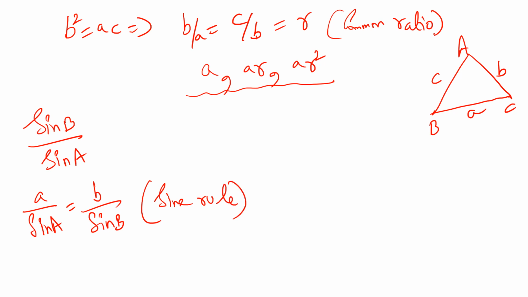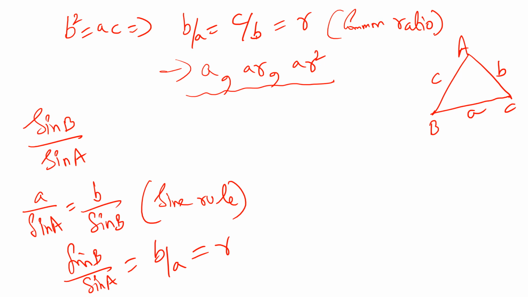So that means sine B upon sine A can be written as what? It can be written as B upon A, and I have supposed this value as small r. This is the common ratio of this GP, right? So that means we have to get the range for small r in this question. Now, which concept at this stage can we use? Because we are not given any other thing regarding this triangle.